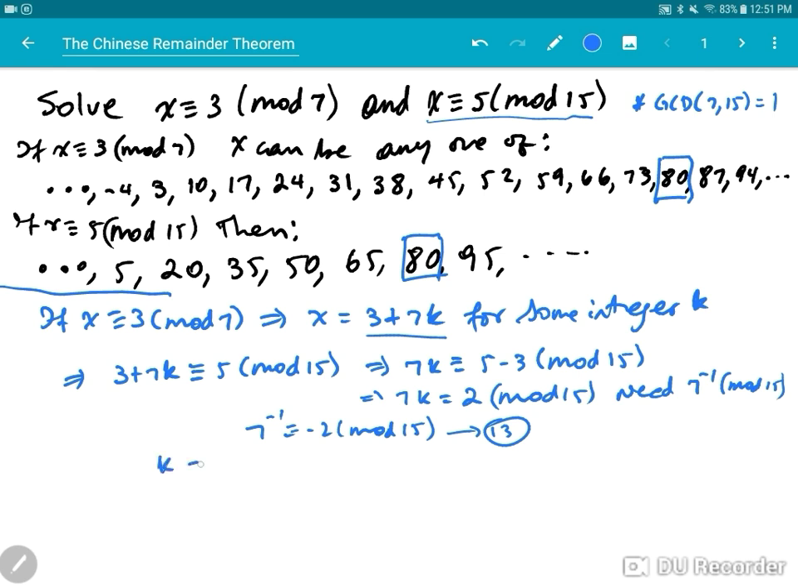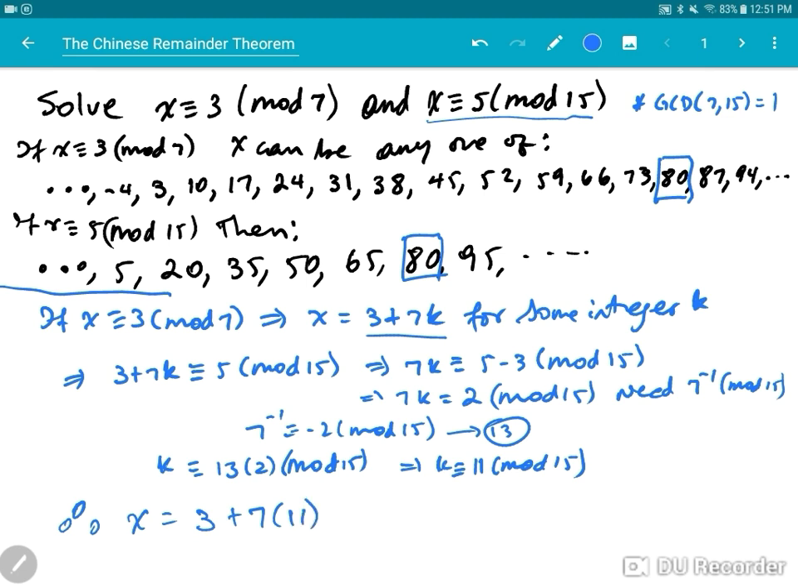So that gives me the value of k is 13 times 2 mod 15. 13 times 2 is 26. Mod 15, 26 is 11. So that means that k is 11 mod 15. Now I get the value of k, 11. I'll stick it in here, and that will give me the value of x. Therefore, x is 3 plus 7 times 11, which is 80. And this actually is mod 105.